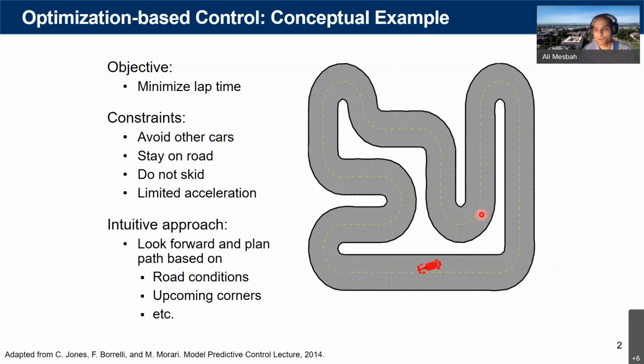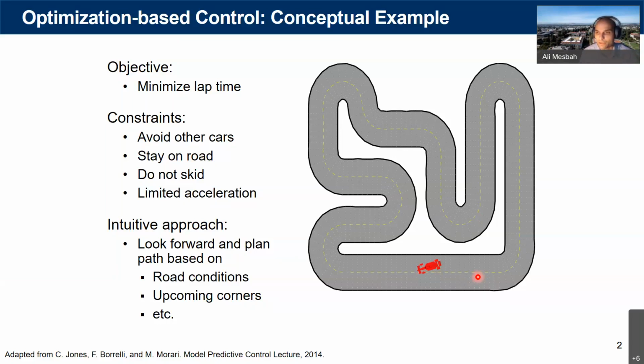So what is optimization-based control, or what is model predictive control, in other words? Let's say we want to go around this track. So how can we view and formulate this problem mathematically? Let's say our goal is to get around the track in minimum time, right? So the objective is to minimize the lap time while respecting constraints that we are confronted with during this driving. For example, we would have to avoid cars, we have to stay on the road, we have limited acceleration, and so on.